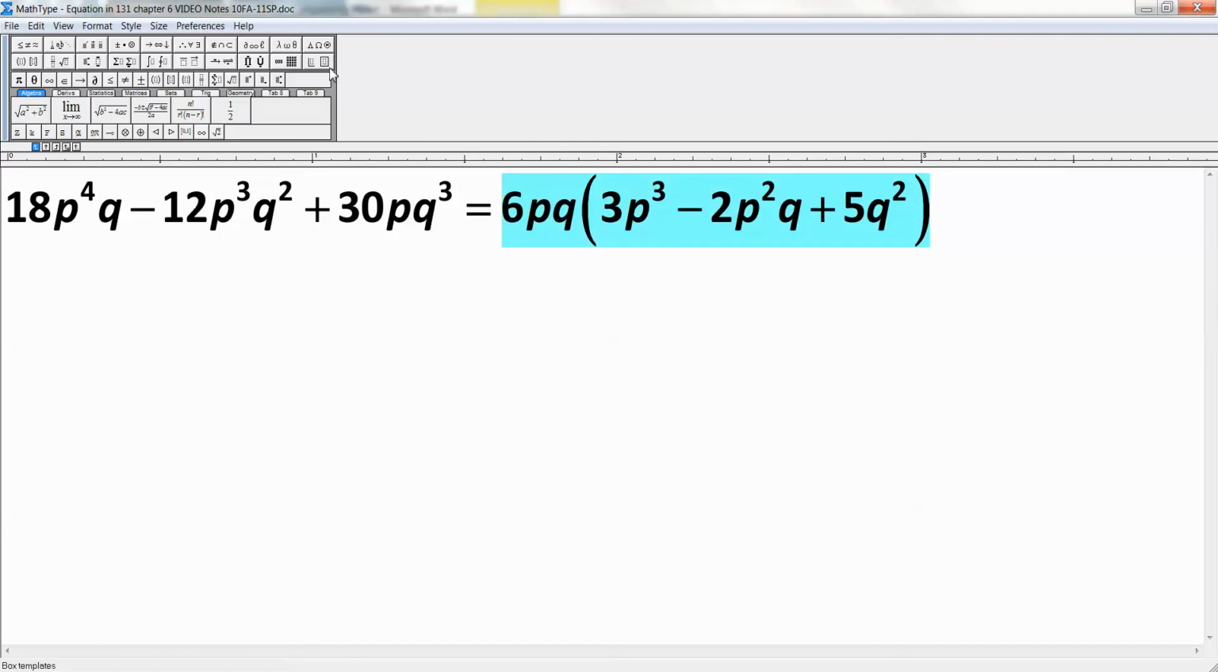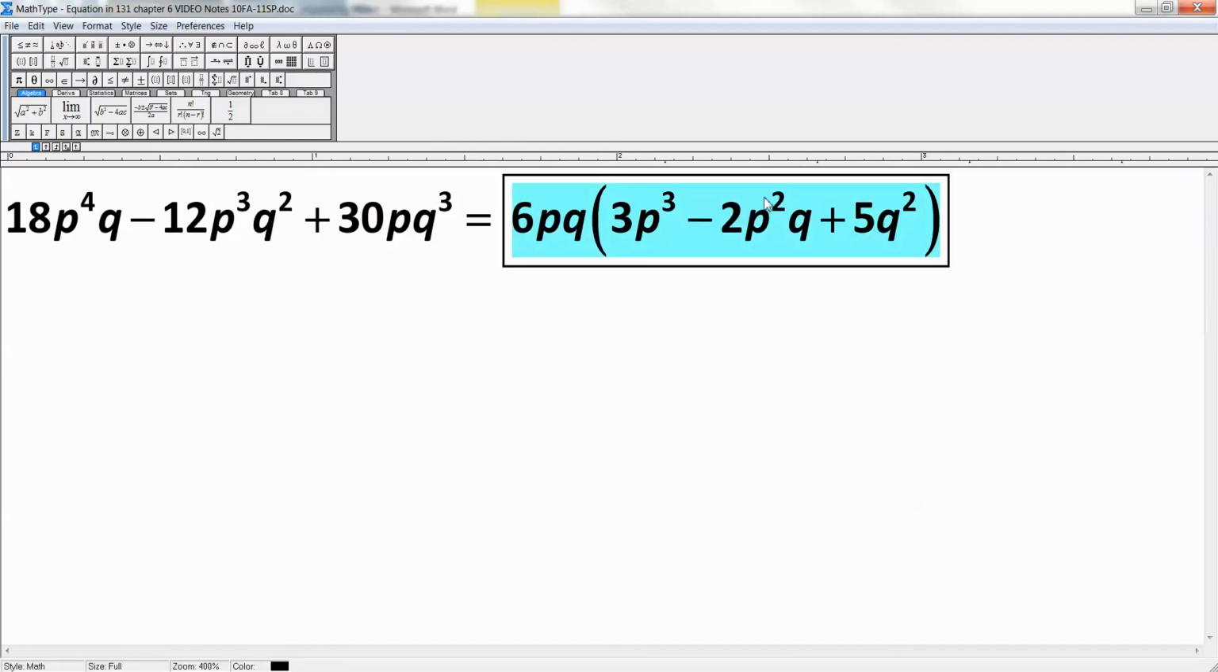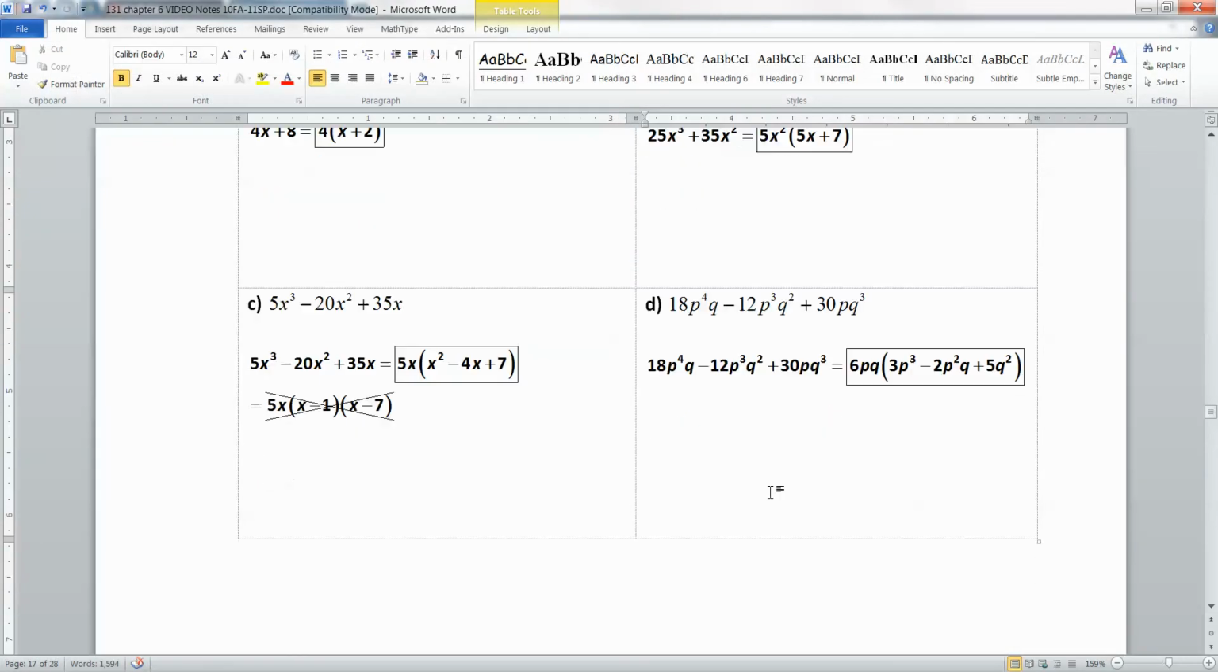And actually, at this point, we're done because this thing that's in the parentheses doesn't factor. So we're finished right there.